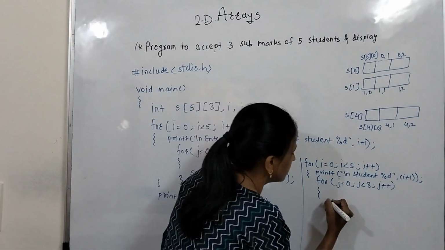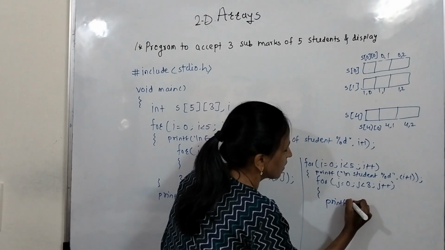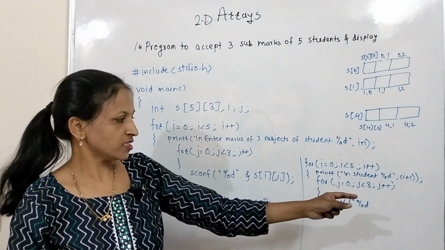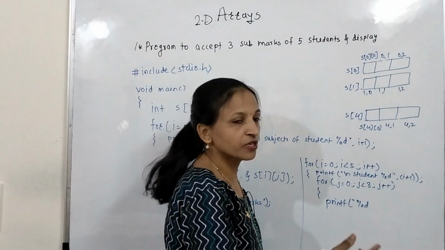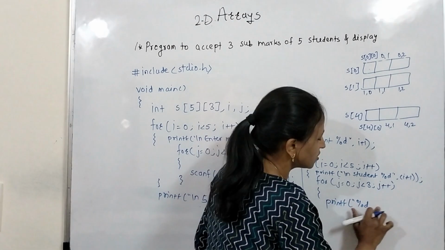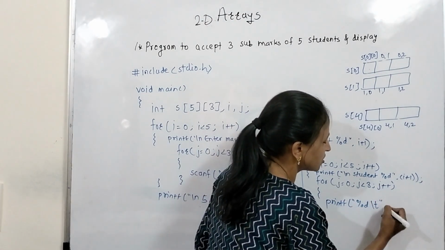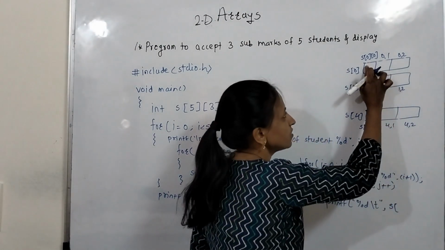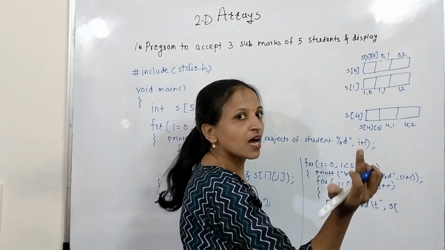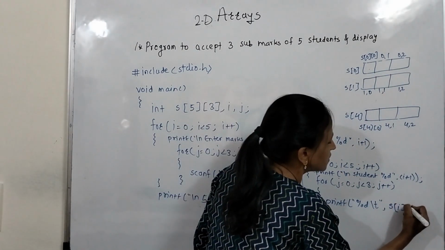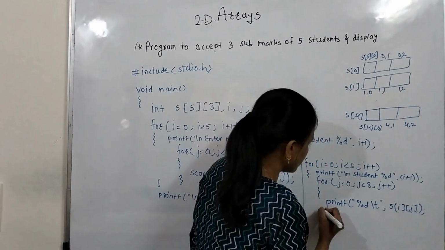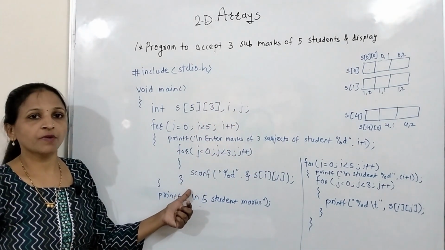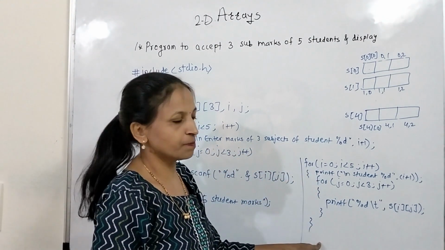Like printf, again %d, give some space here because all the marks will get displayed on the same line. I am not putting \n here, that's why %d, then give some space, or you can also put \t, and then comma. Here, what is the array element? This one we can access with 0 0, that is nothing but ij, s of i j. In this way we can accept 5 students' marks in 3 different subjects and we can display them.